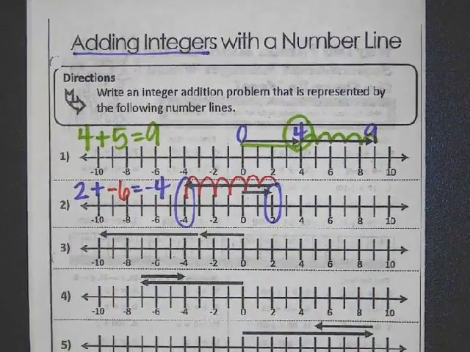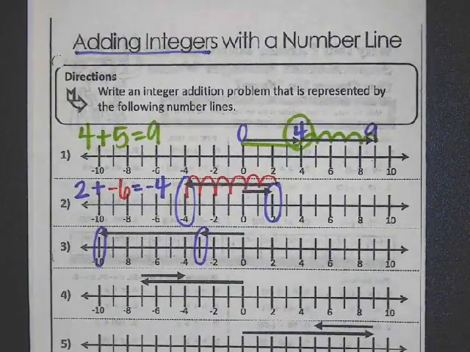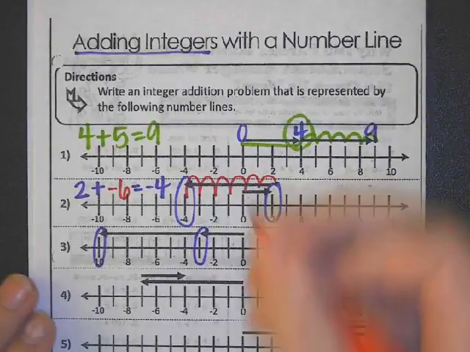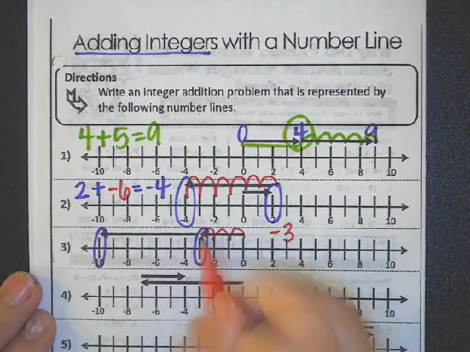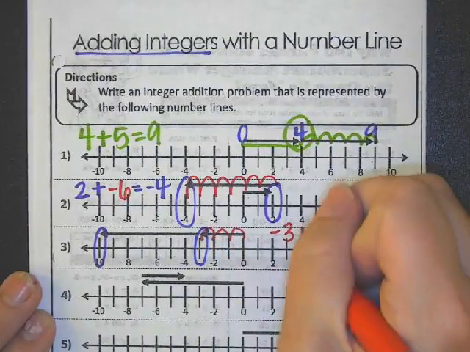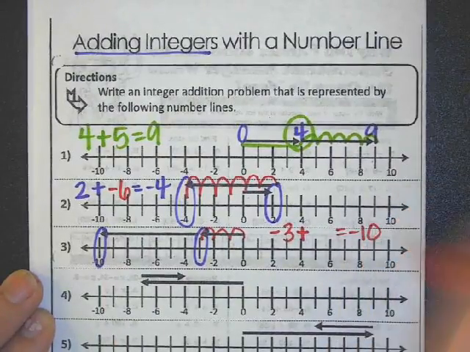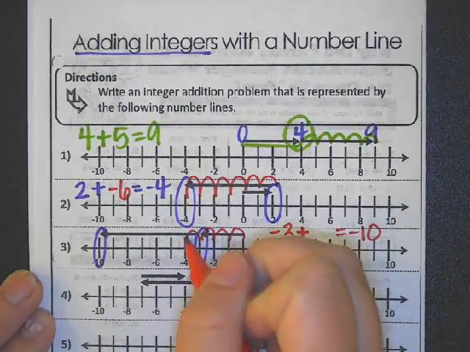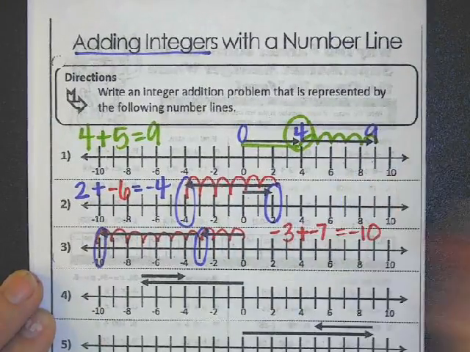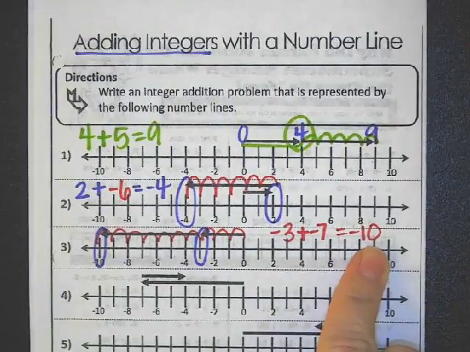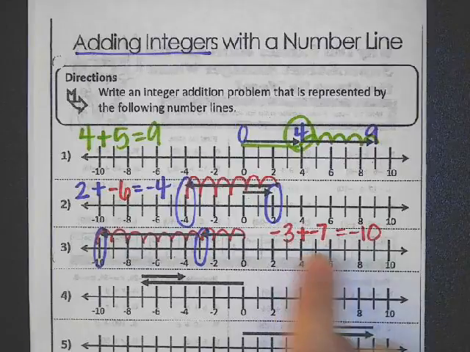I want you to take a moment and try number 3 and then check back to see if you get it correct. In this problem, I see that I'm at negative 3. Negative 3 plus what is going to get me to negative 10? Negative 3 plus 1, 2, 3, 4, 5, 6, 7, plus negative 7 is going to give me a negative 10. I just added two integers that were both negative, making my final answer also negative.